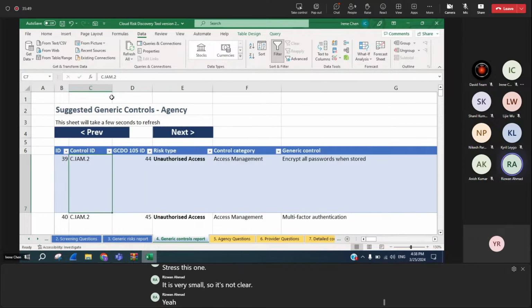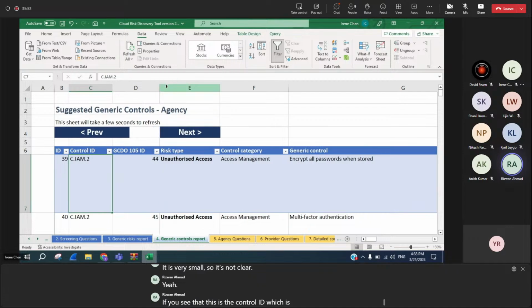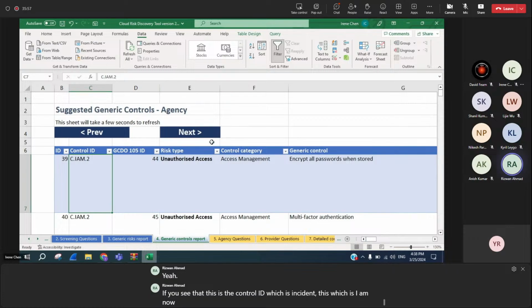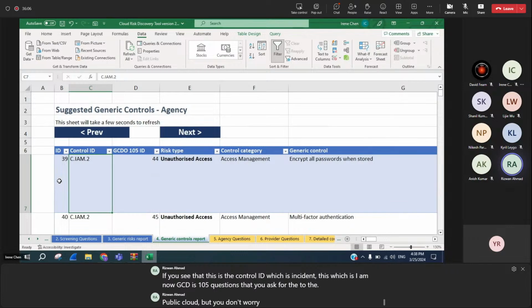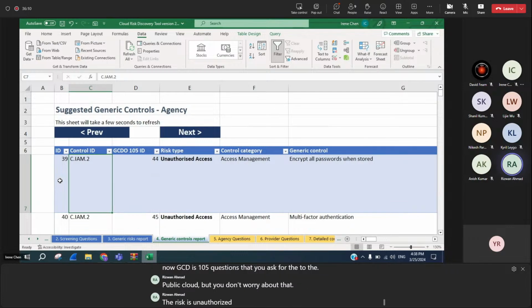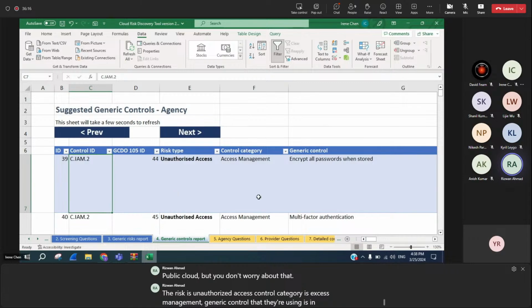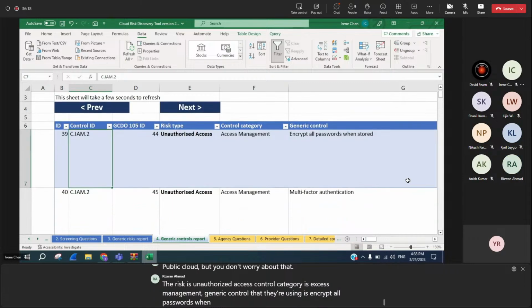Yeah. If you see, this is the control ID, which is incident, this which is IAM. Now, GCDO is 105 questions that you ask to the public cloud, but you don't worry about that. So risk is unauthorized access. Control category is access management. Generic control that they're using is encrypt all passwords when stored. Okay.